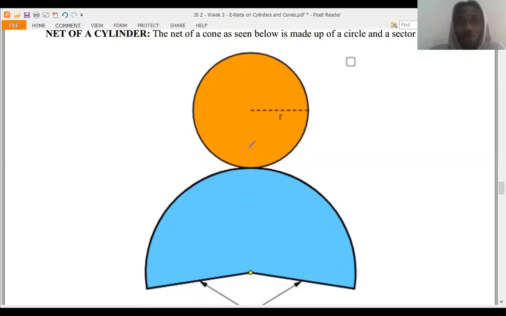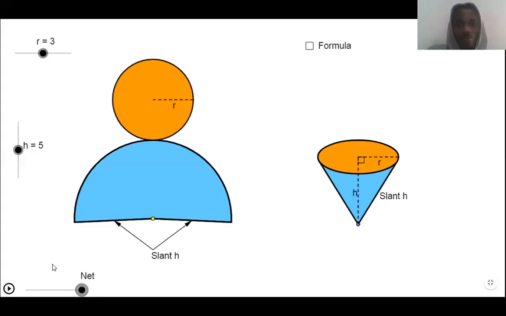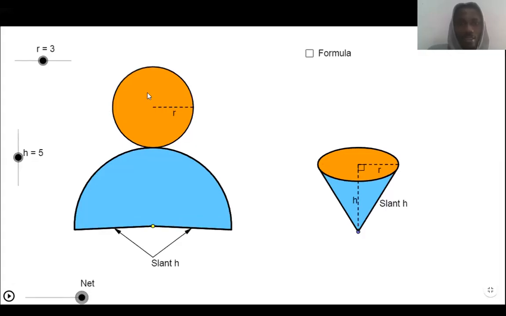I'm sure you're already asking, how is it possible? How can this produce a cone? Now watch and see how it will produce a cone using GeoGebra. Can you see that? This is the net on the left-hand side of my screen, and here's the complete cone. Now let's see how this net will produce the shape you see on the right side of the screen. Just watch.